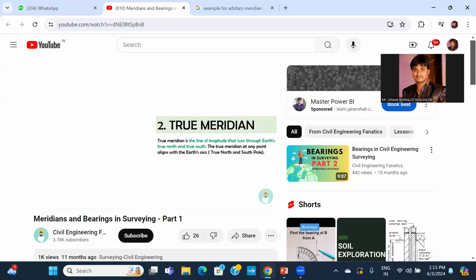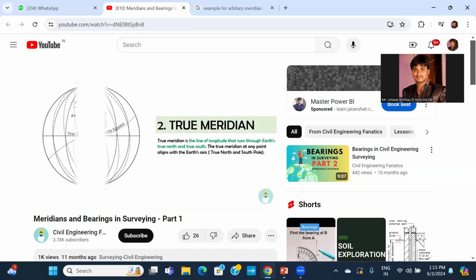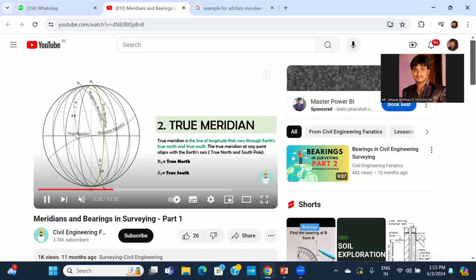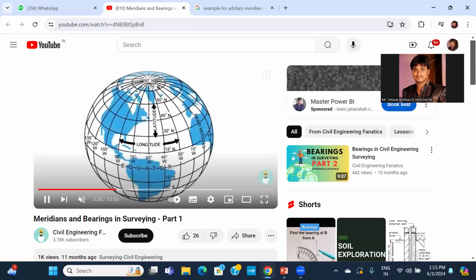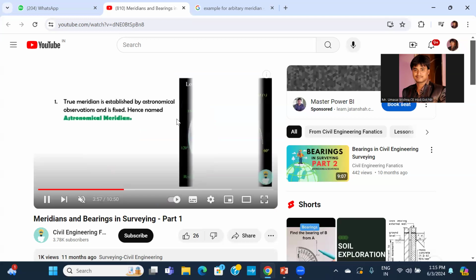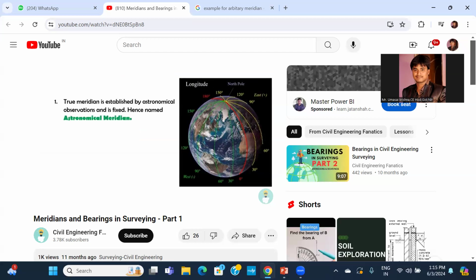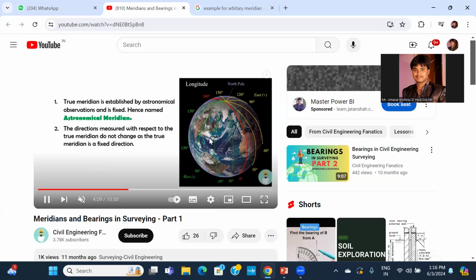Now we see what is meant by true meridian. It is a line of longitude that runs through the Earth's true north and true south. Here you can see many lines on the Earth's surface passing from the north pole to the south pole. This is one longitudinal line, and the true meridian is established by astronomical observations and is fixed, hence it is named the astronomical meridian. In the figure you can see these lines all passing from the north to the south poles on the Earth's surface.